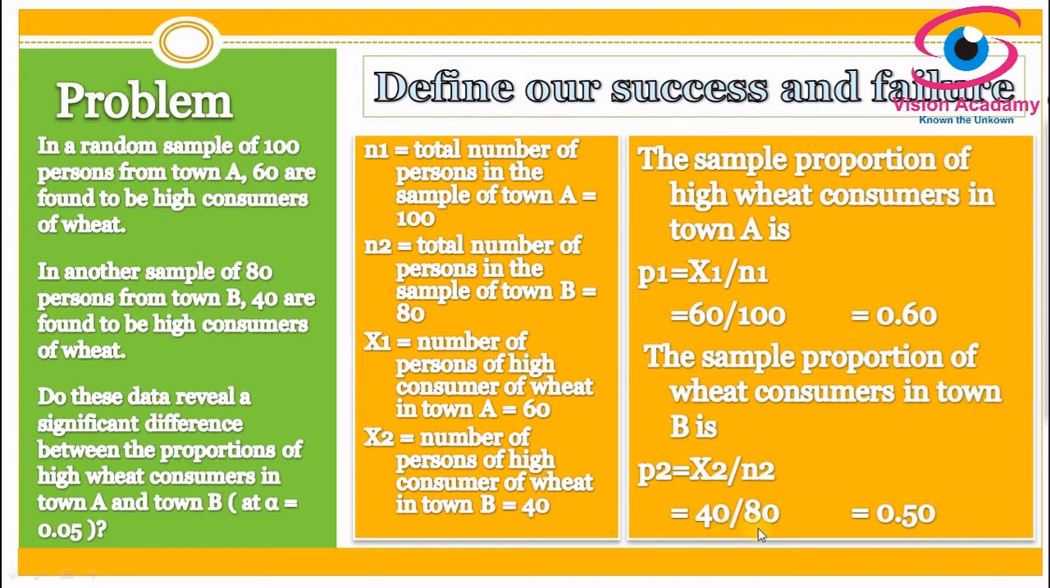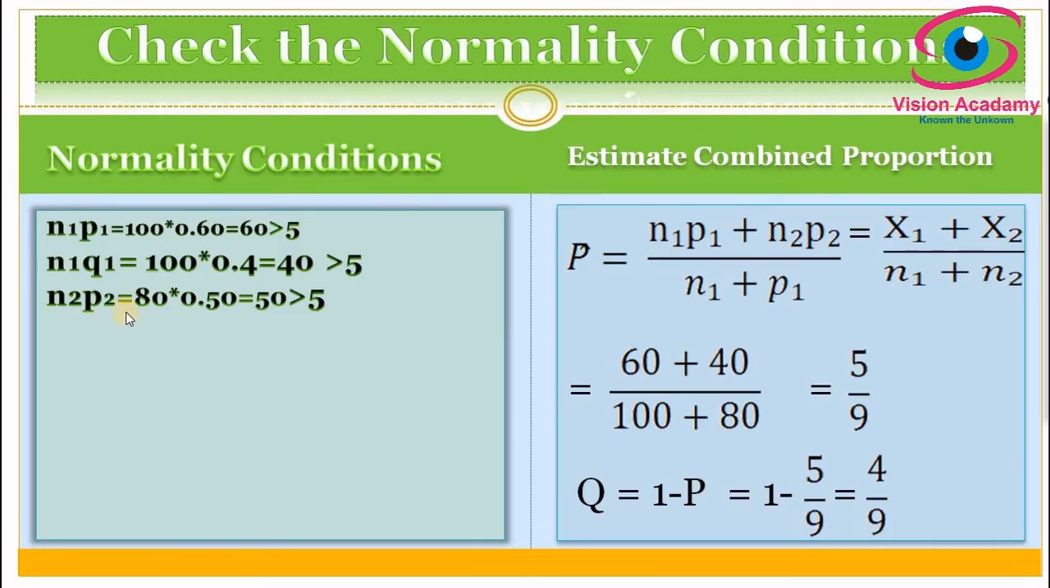So 40 by 80, which would be 0.50, is the proportion from population 2. 60 is the proportion from population 1, and 50 is the proportion from population 2. From population 2, the sample size is 80 and the population proportion is 0.50. 80 into 0.50 would be 50. 50 is also greater than 5.